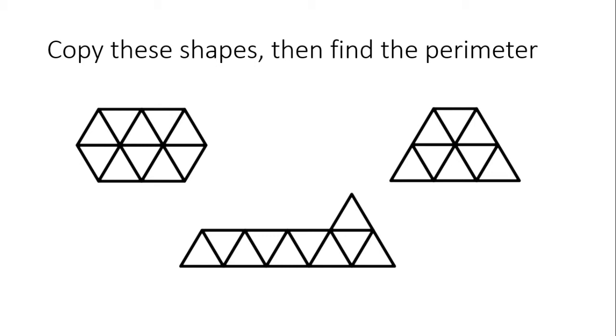Okay, it's answer checking time. On the left-hand side, at the top, we've got a shape that is 8 centimeters in perimeter. On the right-hand side, we've got a shape that is 8 centimeters in perimeter as well, even though they are different shapes. They can still have the same perimeter. And on the bottom, we have a shape that is 12 centimeters in perimeter. Good job, everyone.